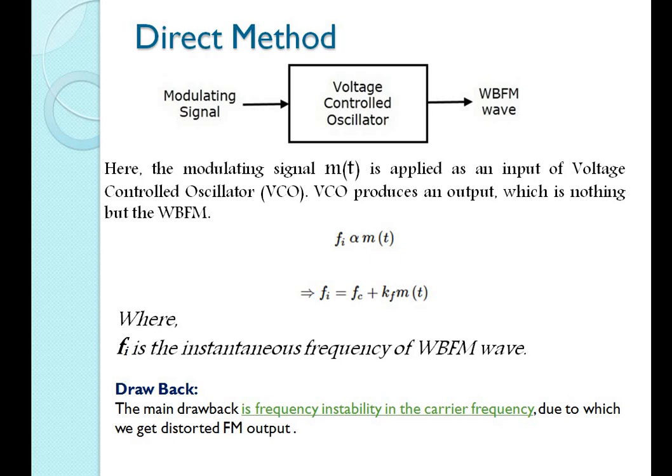The VCO produces your carrier, and that itself multiplies with your message signal. So due to that, that is the main drawback of your direct method of frequency modulation, because we will be getting lots of distortions in your FM output, the frequency modulated output. So what is the drawback over here? The drawback is that the frequency is unstable in your carrier frequency, and due to that we will get a distorted FM output.